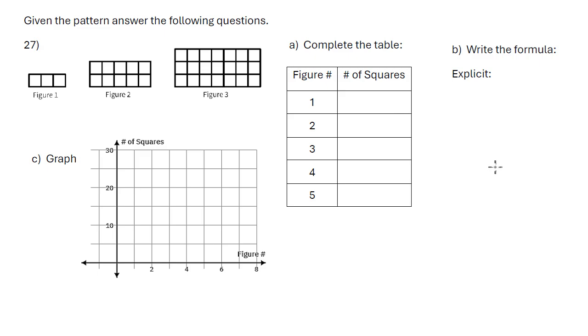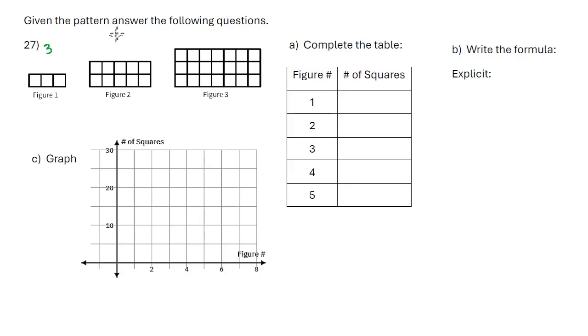So take a look at the pattern for 27. Now, this question has three parts: complete the table, write the formula, and graph. So let's take a look at completing the table first. So completing the table, let's figure out how many tiles we have in each one of these. We have 3 in figure 1.